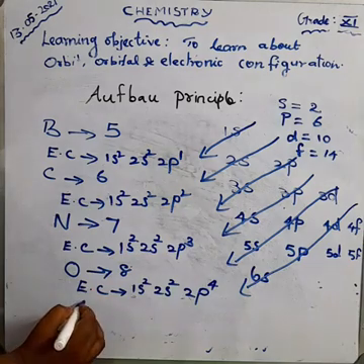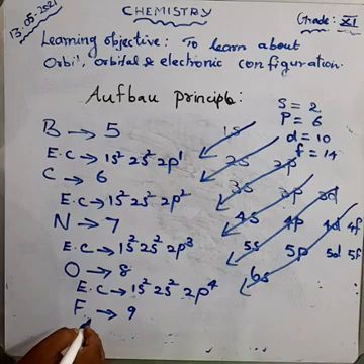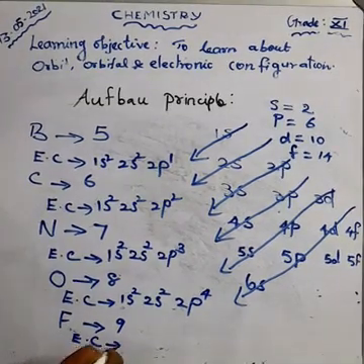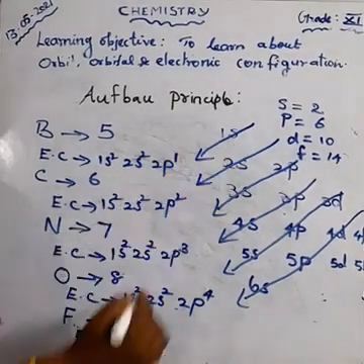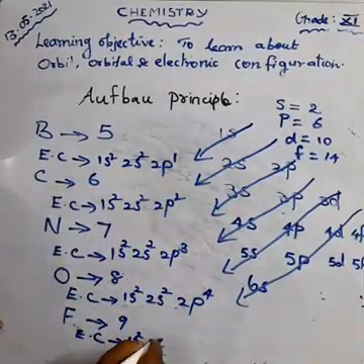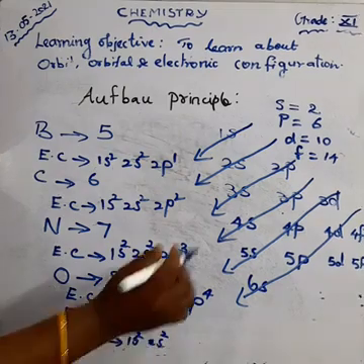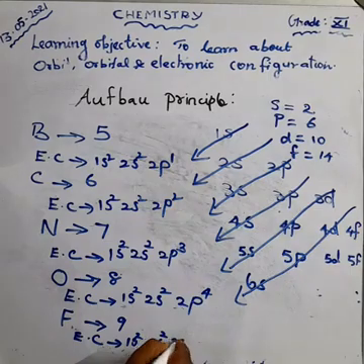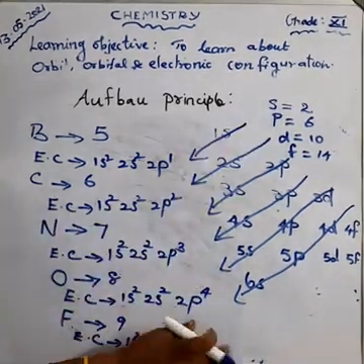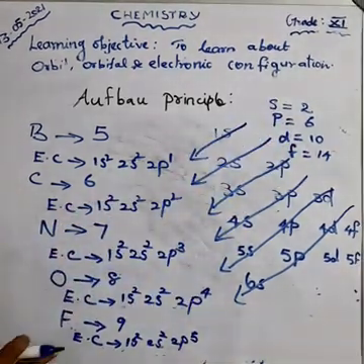And then fluorine, atomic number of fluorine 9. So electronic configuration for fluorine: first 1s2 and then 2s2, and 5 electrons are remaining here. So 2p5, because in the p orbitals we can occupy a total of 6 electrons.